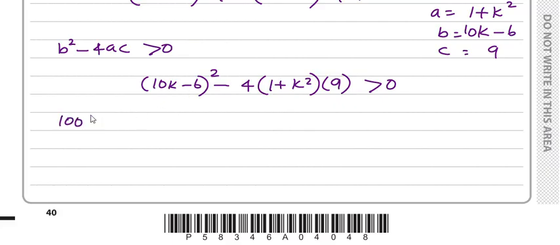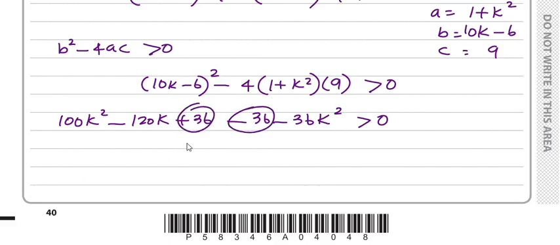So 100k squared minus 2 times 6 times 10, which is 120k. Then plus 36. Then minus 4 times 9 makes 36, 36 times 1, 36 here. Then again minus sign, 36 times k squared, should be greater than 0. So this plus 36 and minus 36 go away nicely. So we have got 100k squared minus 36k squared, which is 64k squared. I am underlining this so that I have taken care of them. Now I got minus 120k, that's also done, is greater than 0.